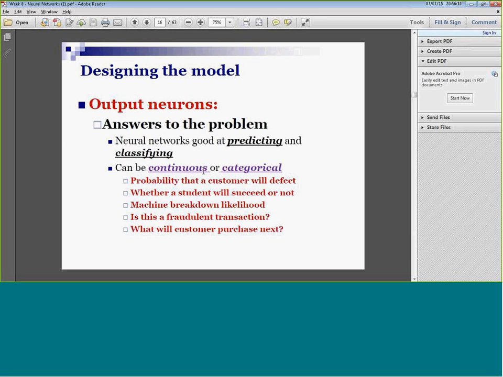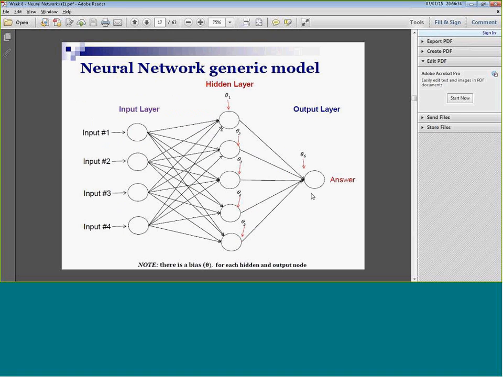The output can be continuous, meaning interval, or categorical. It can be binary or have more values. You can have the probability of customer defection. You can know whether a student will succeed or not. That would be binary. Machine breakdown likelihood, probably continuous. Is this fraudulent transaction? Yes or no? What will the customer purchase next? Lots of things. So both kinds. Neural networks are very flexible.